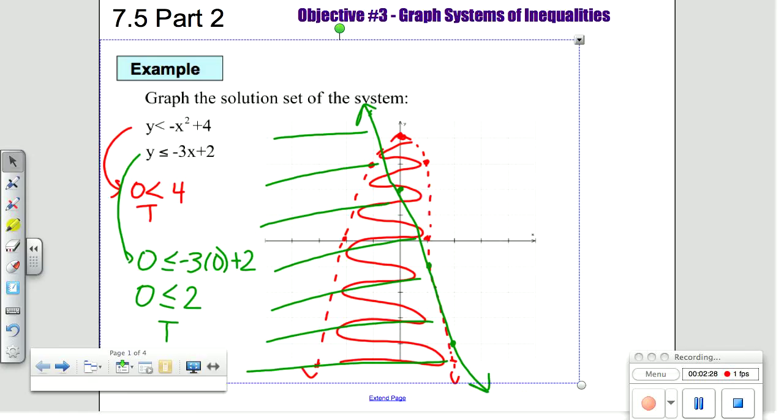The final thing I'm going to do is pick a different color, and I'm going to see where my shading overlaps. I can see the spot where they're both shaded is along this parabola and all the way to the line. And again, that parabola is my stopping point. So highlighted in yellow would be the final solution to this system. So you can see we graph each one separately, and then we color in the overlap.